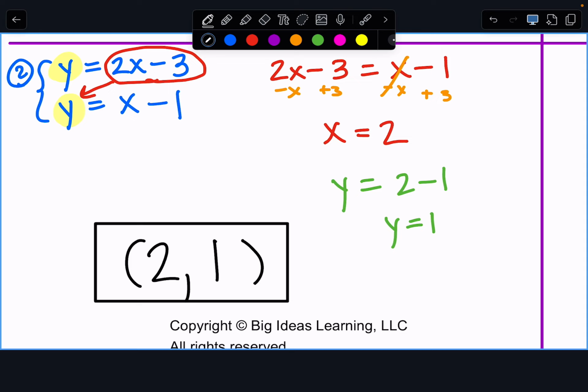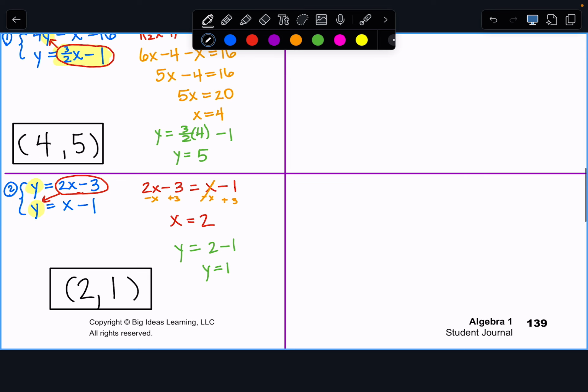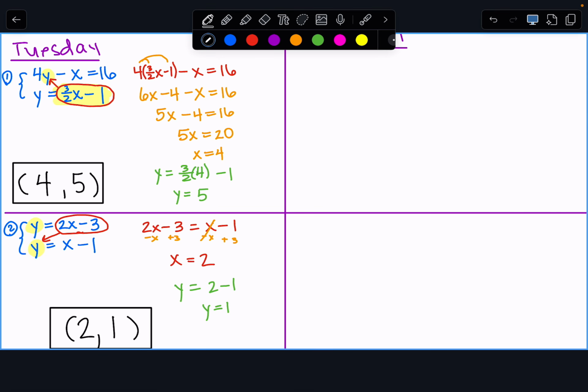Okay? So right now, you're going to experience 2 types of problems. Problem number 1, one of your equations is x equals or y equals, and you're going to substitute into the other one. Or both of your equations are y equals, or both of your equations are x equals. And in that case, you get to substitute it in to where they're equal to each other.